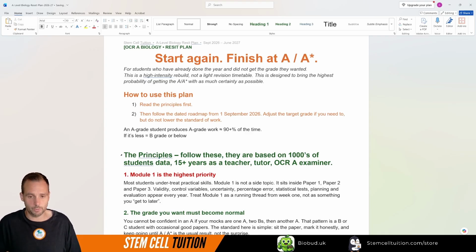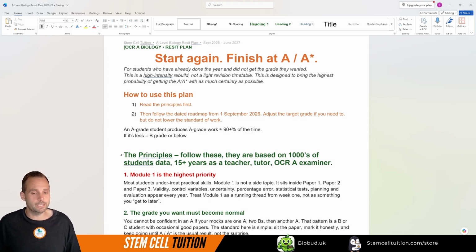For those that don't know me, I've been head of biology for 8 years, a teacher for 15 years, and an OCR and AQA examiner. I've obsessed over A-level biology for about the last 8 years, and I've done nothing but it for the last 5. What I've done is think, how could I provide the single best framework there possibly is for resit students?